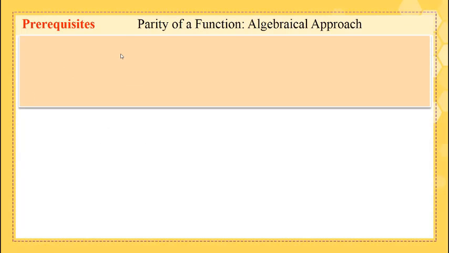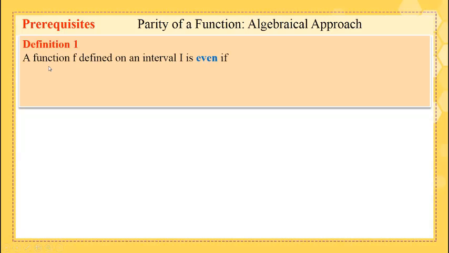Now, we will start with the first objective in this video, which is the parity of a function. Do you remember what is meant by parity of a function? Correct. The parity of a function means whether this function is even or odd. In grade 10, we took two definitions.